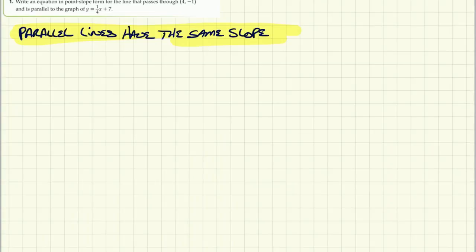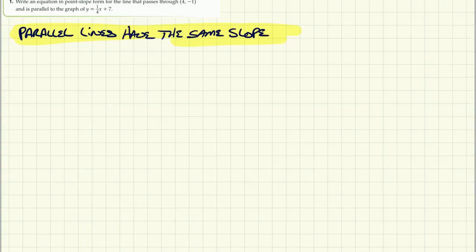Write an equation in point-slope form for the line that passes through (4, -1) and is parallel to the graph of y = 1/4 x + 7. They want the equation in point-slope form, which actually makes the problem really simple. We're going to add to it, because we want to get a little bit more practice. But we'll solve their problem first, and then we'll take it to the next level.